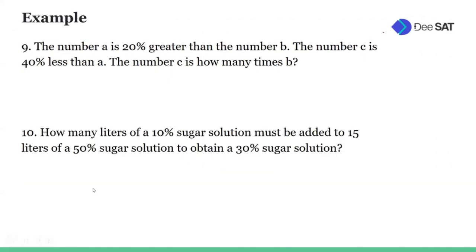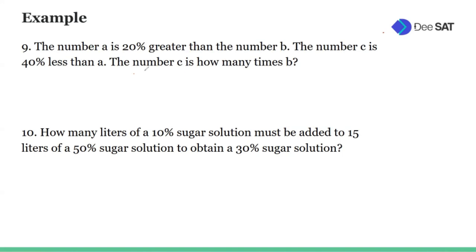Let's just have a look at question number 9. Very good question. The number A is 20% greater than the number B. The number C is 40% less than A. The number C is how many times B, that we need to find.